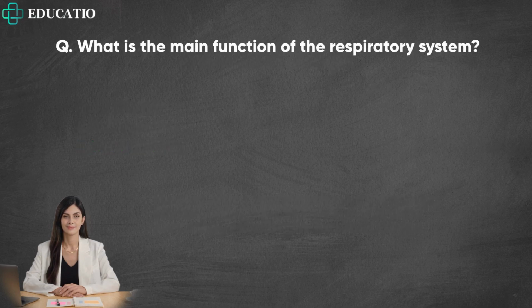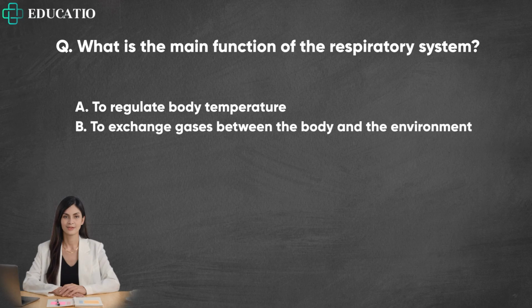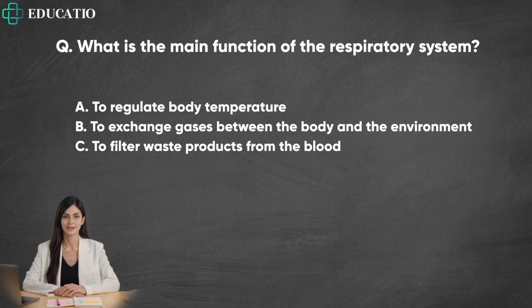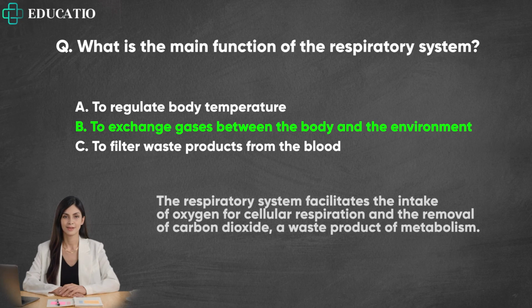Question: what is the main function of the respiratory system? A. To regulate body temperature. B. To exchange gases between the body and the environment. C. To filter waste products from the blood. Answer: B. To exchange gases between the body and the environment. Explanation: the respiratory system facilitates the intake of oxygen for cellular respiration and the removal of carbon dioxide, a waste product of metabolism.